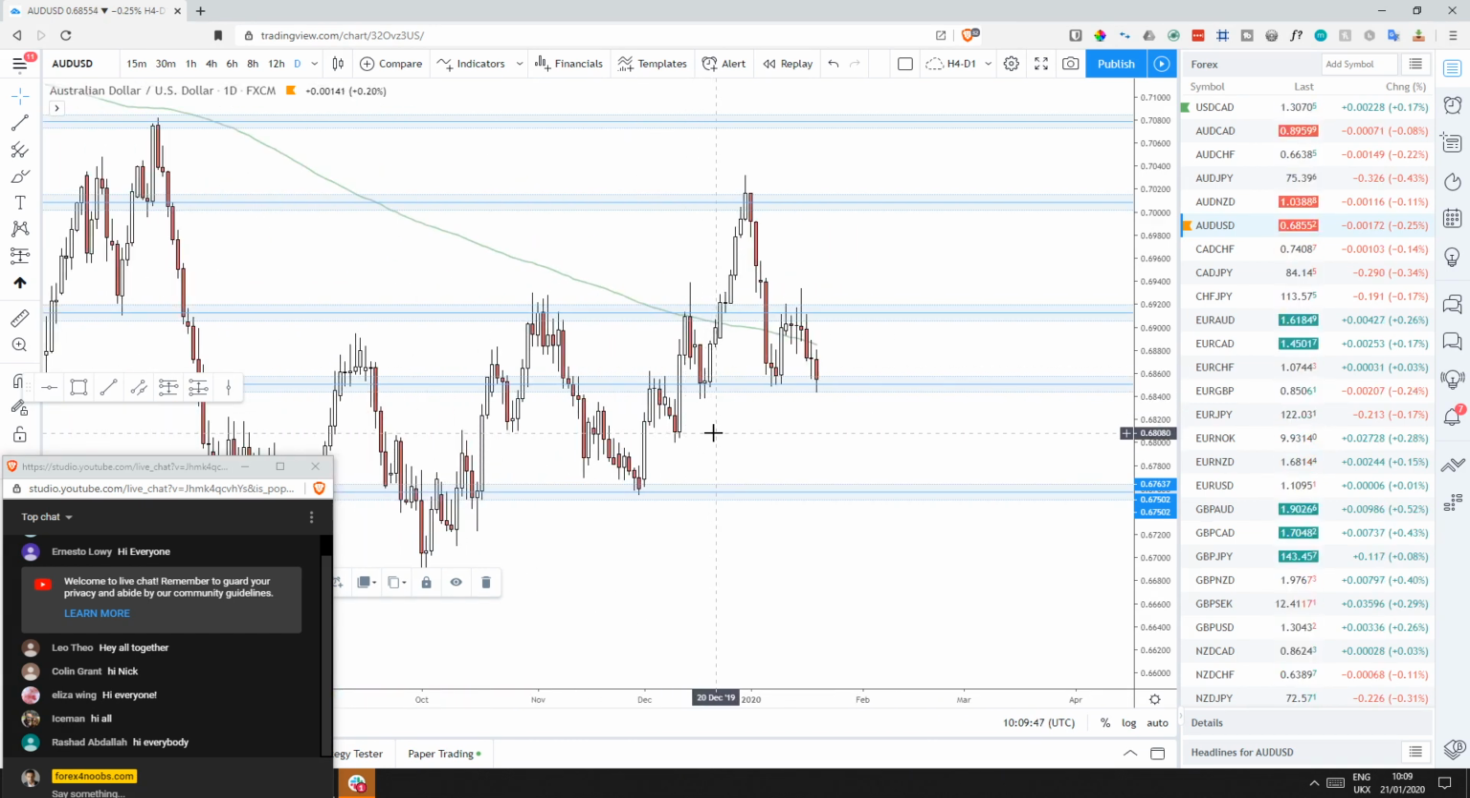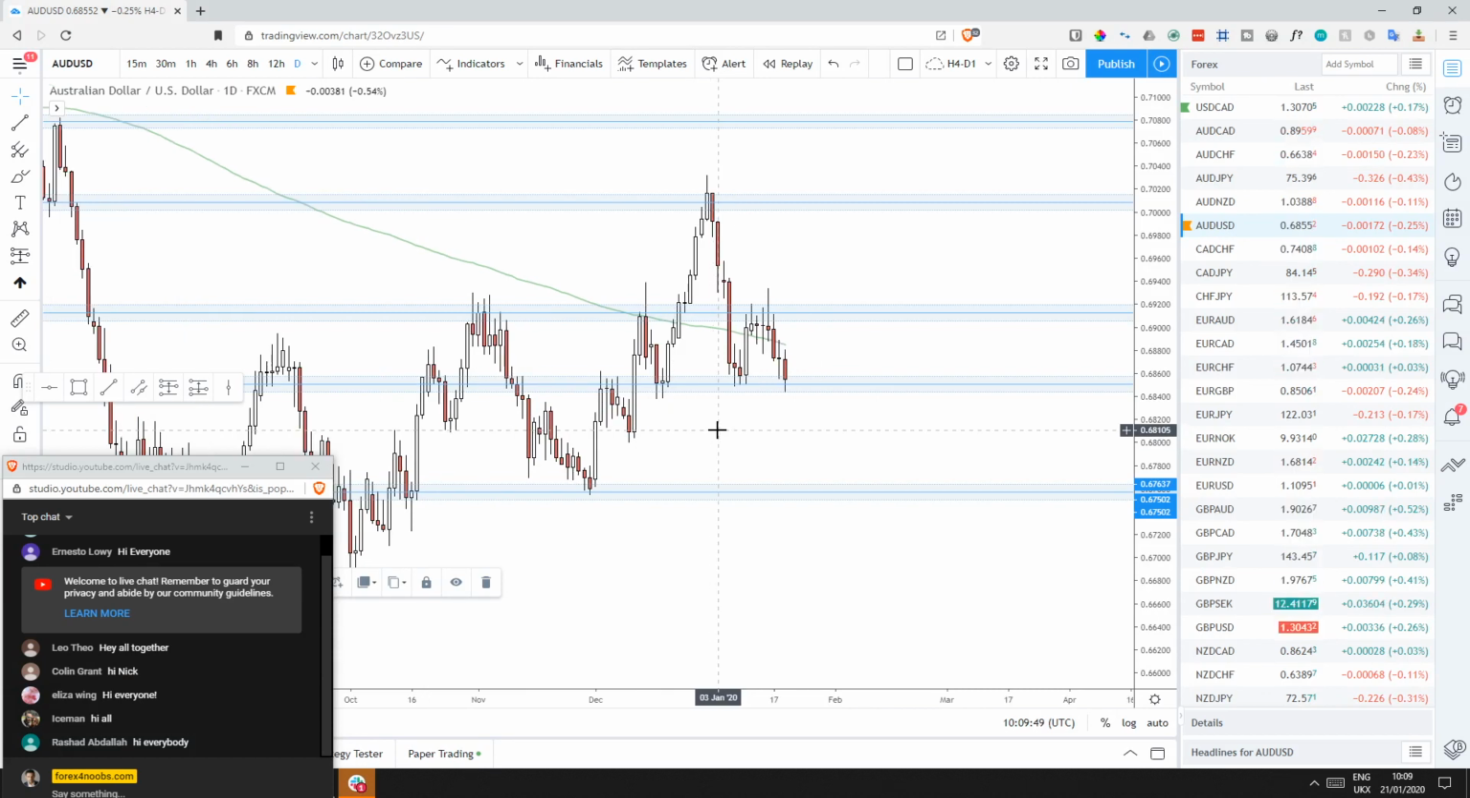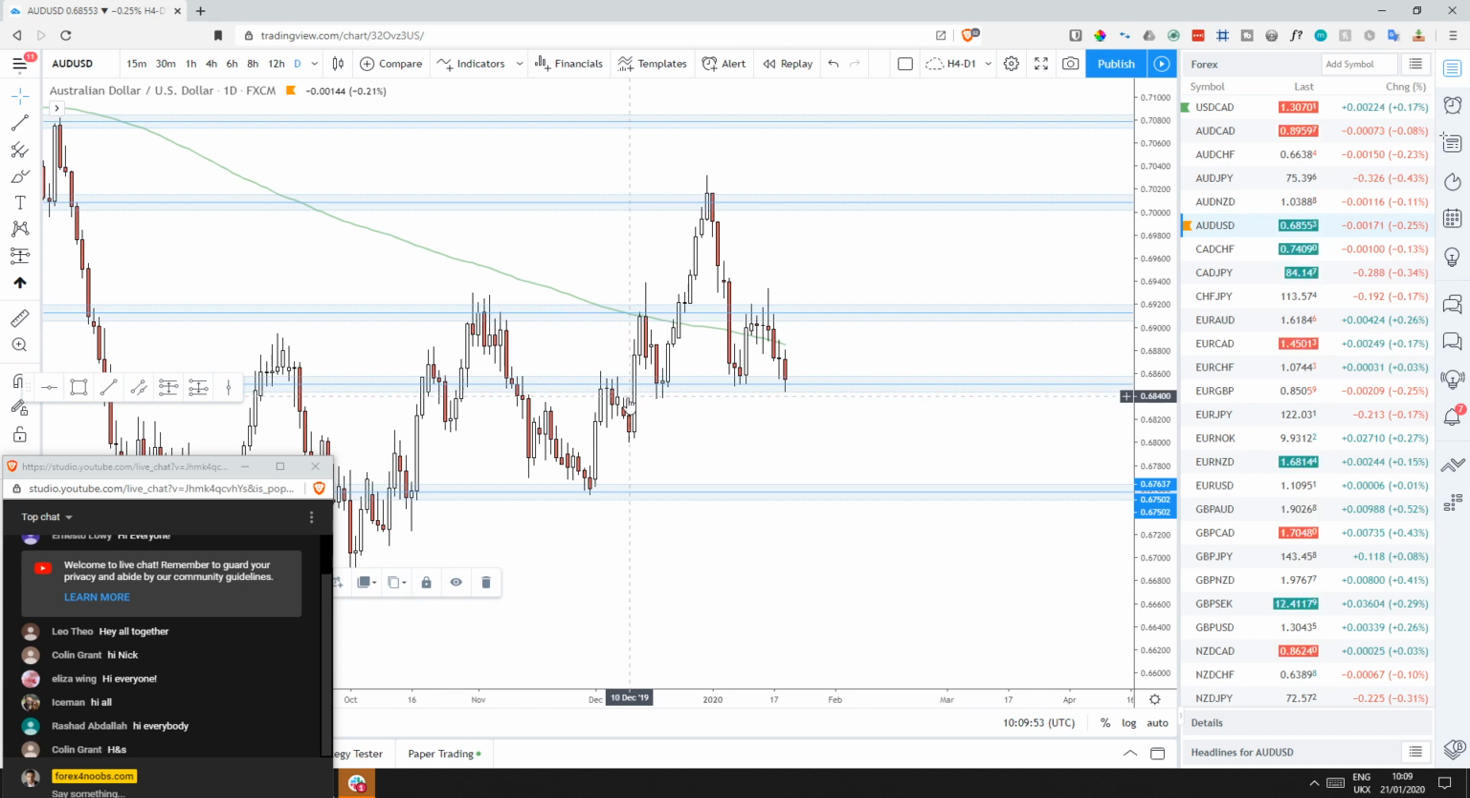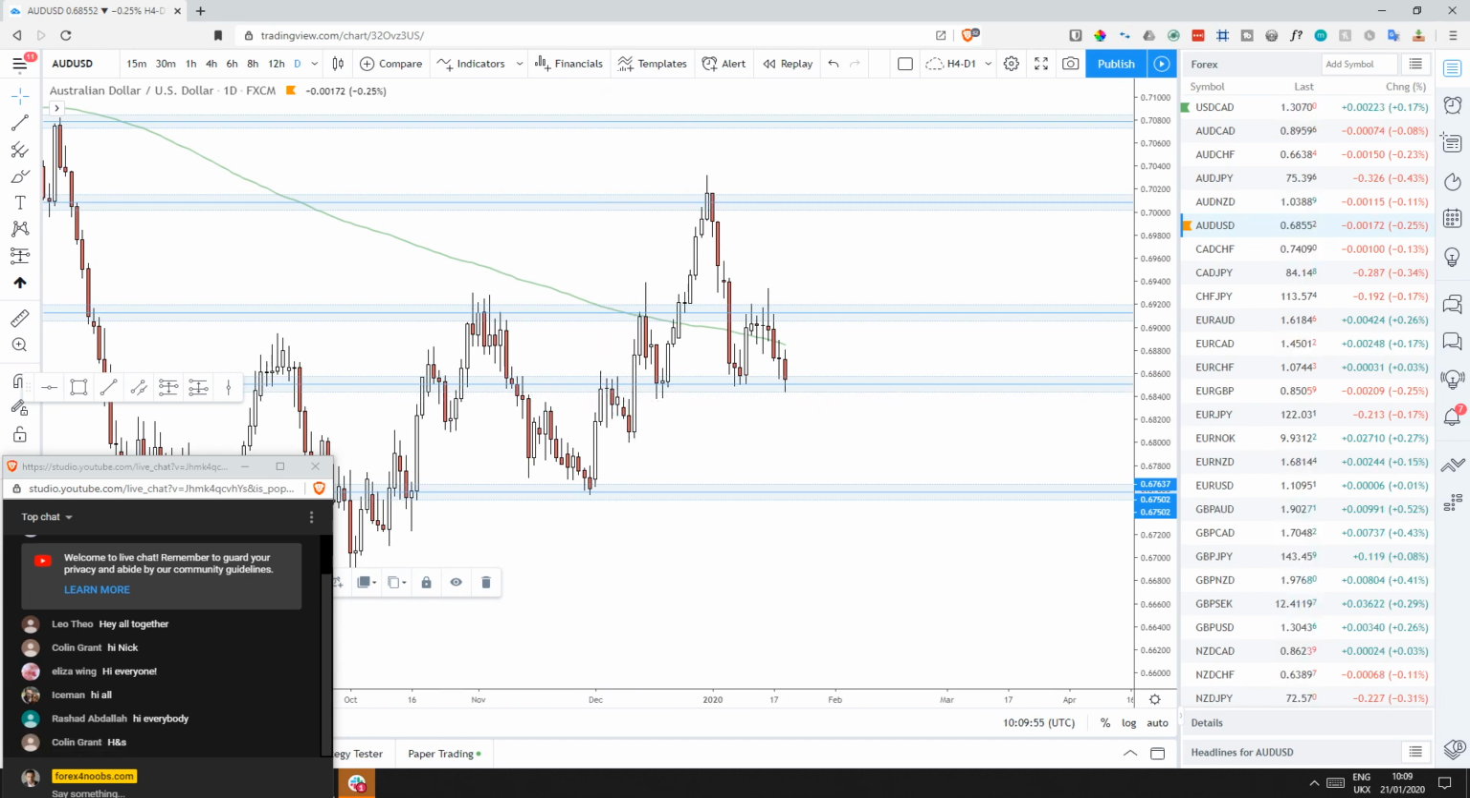There's a few things going on here. First of all, there's a bit of a head and shoulders pattern, which is something that I'm looking to incorporate into my overall strategy because head and shoulders do seem pretty effective. So we've got a bit of a head and shoulders pattern going on here.